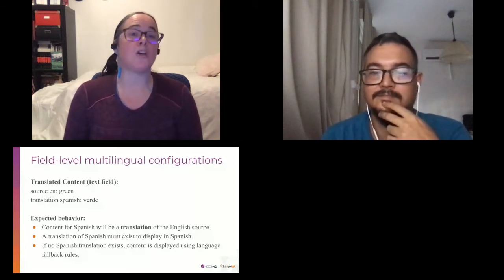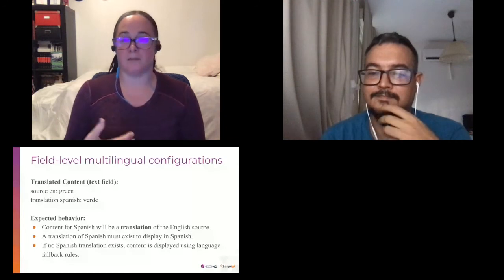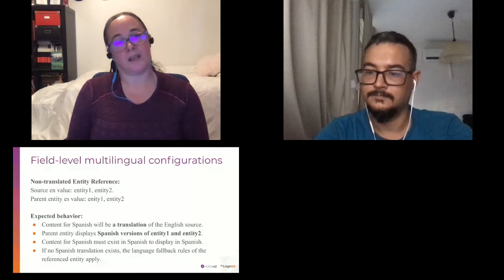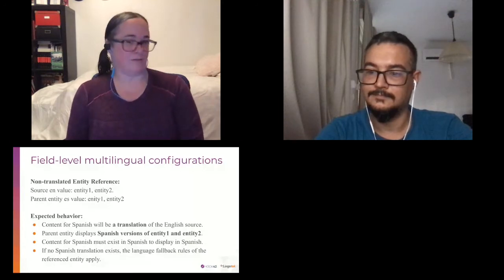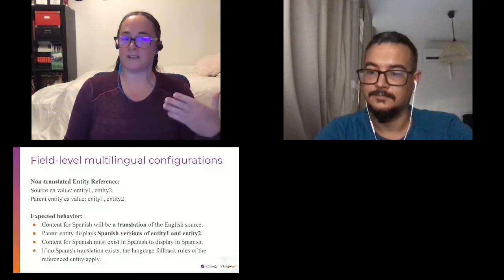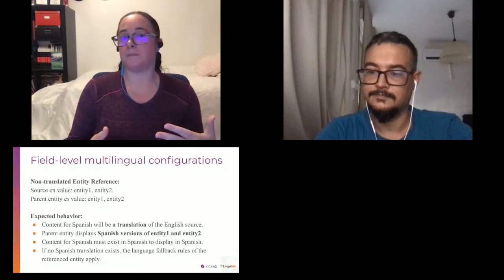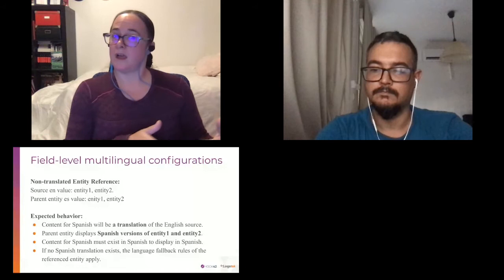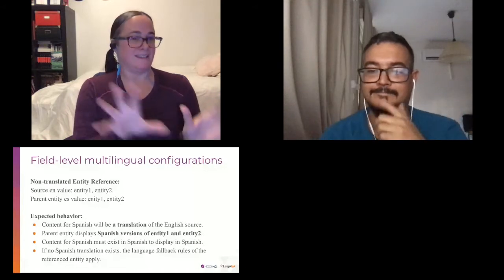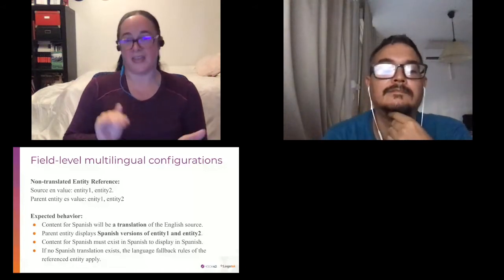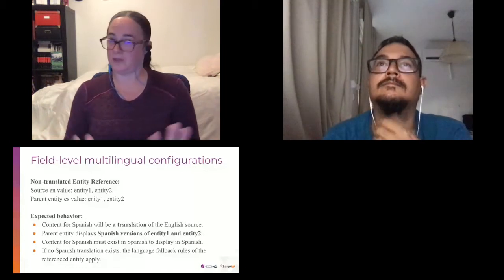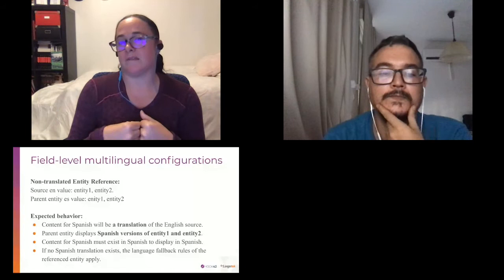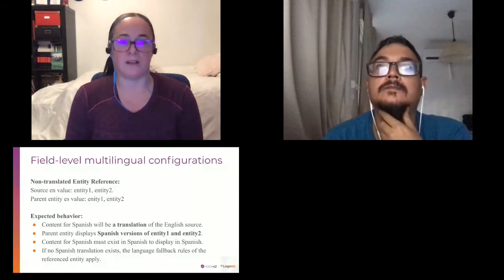So it could be the source language and that type of thing. So a non-translated entity reference. If the source value has references to entity 1 and entity 2, the parent entity's Spanish value is still entity 1 or entity 2. It makes sense. I did not want to change the values of my entity reference.